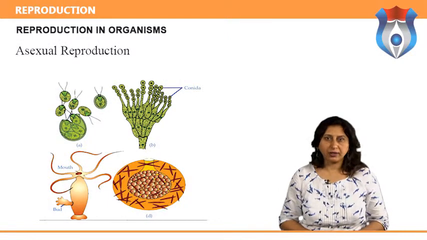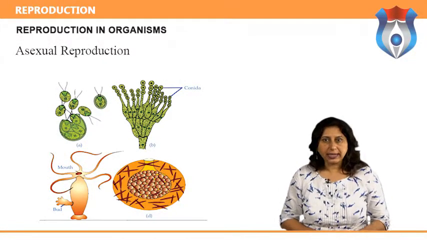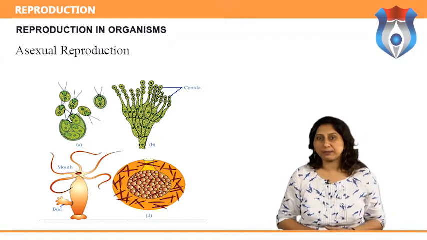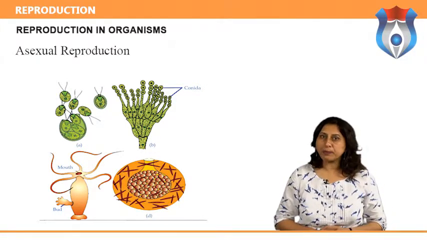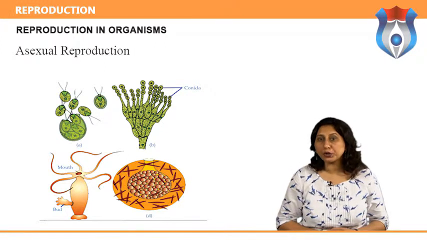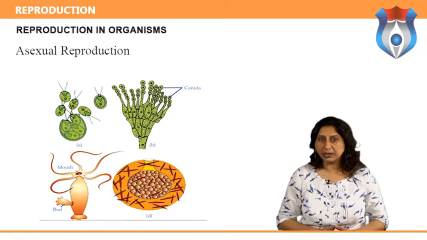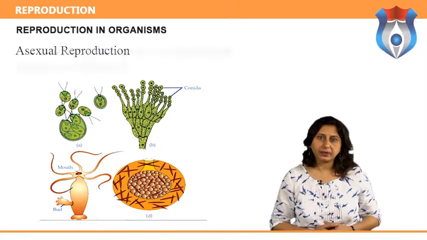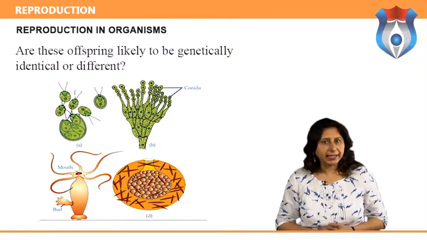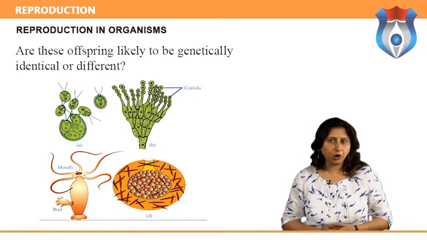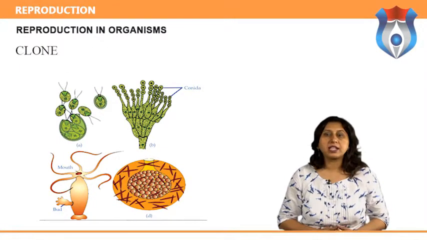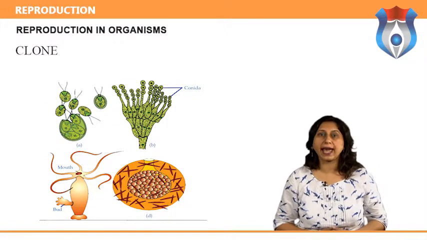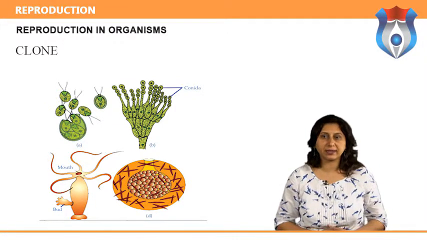Asexual reproduction. In this method, a single individual parent is capable of producing offspring. As a result, the offsprings that are reproduced are not only identical to one another, but are also exact copies of their parent. Are these offspring likely to be genetically identical or different? The term clone is used to describe such morphologically and genetically similar individuals.